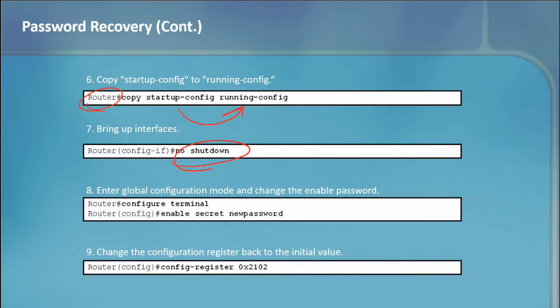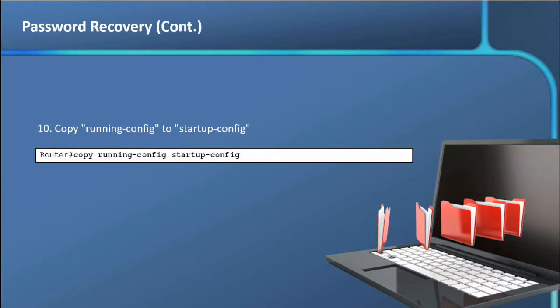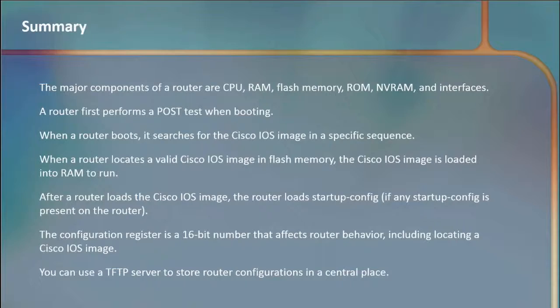One of the things I need to do when I copy that running config in is go ahead and do a no shut on my interfaces, make sure nothing is shut down, and then I can go into global config and set a new enable secret. So here they are putting in the new password. Last but not least, we set the configuration register back to the default and save our configuration. And that's the password recovery.